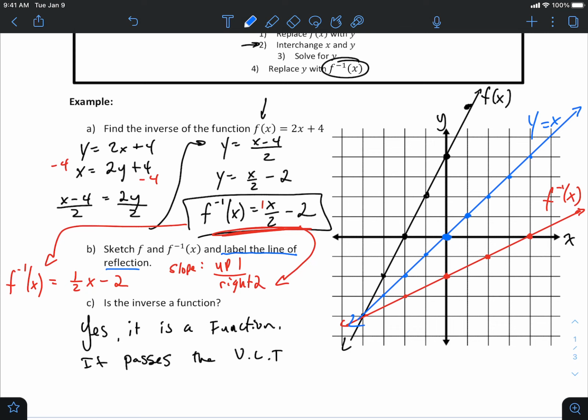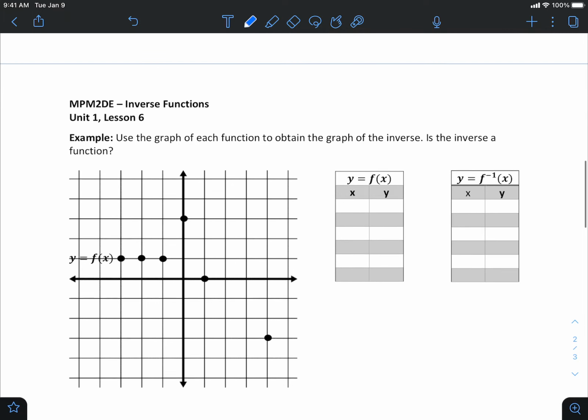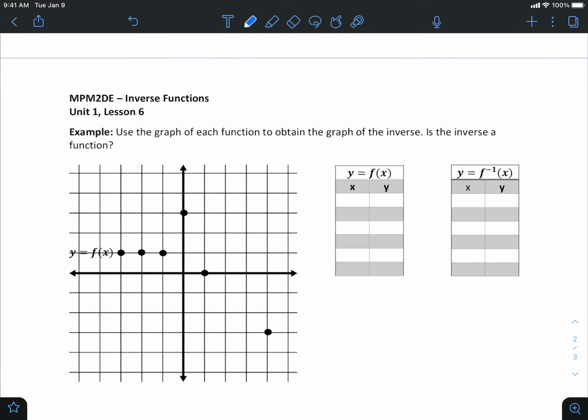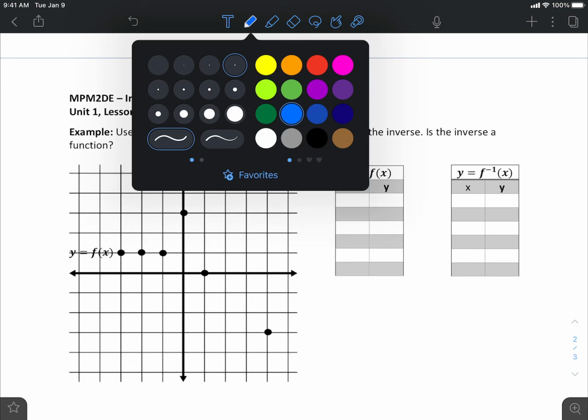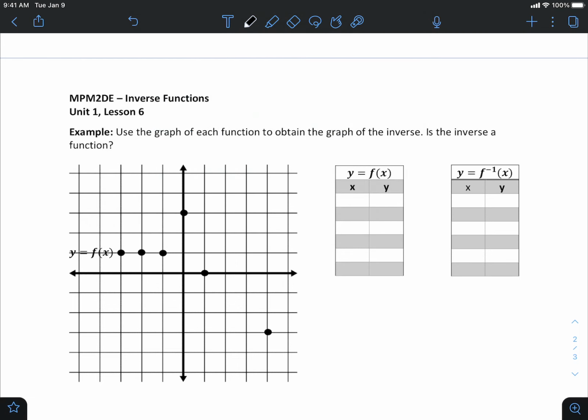All right. Let's turn the page over. We'll take a look at these two, and then that's honestly it. Alrighty.